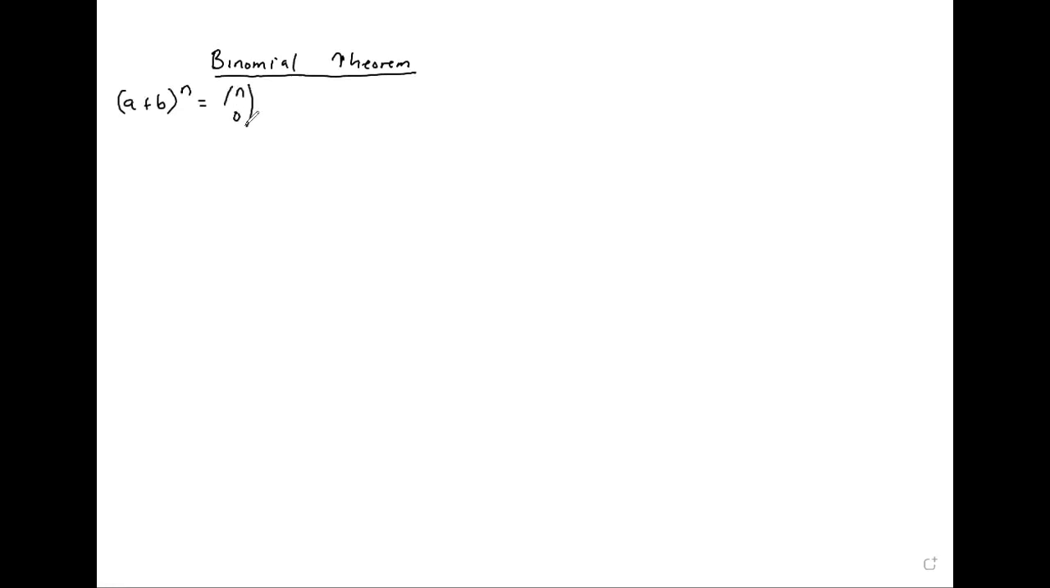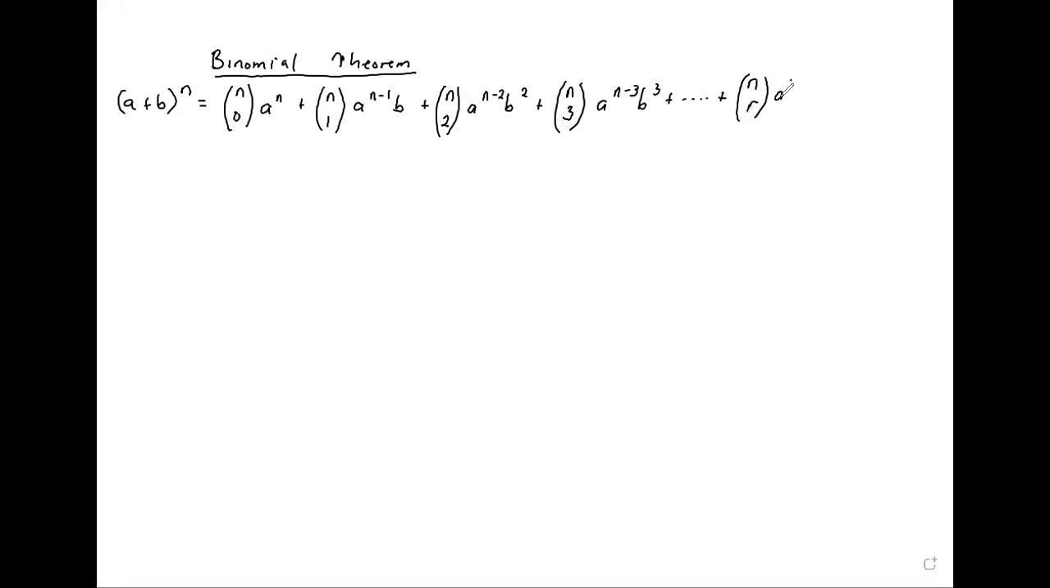n choose 0 a^n, n choose 1 a^(n-1) b, n choose 2 a^(n-2) b^2, n choose 3 a^(n-3) b^3, going up the general term n choose r, b^r, all the way up to n choose n, b^n.